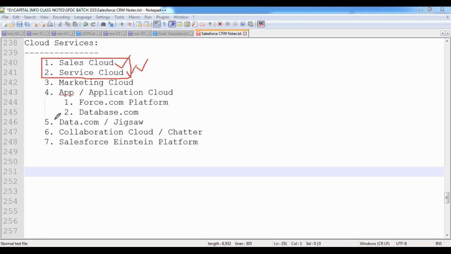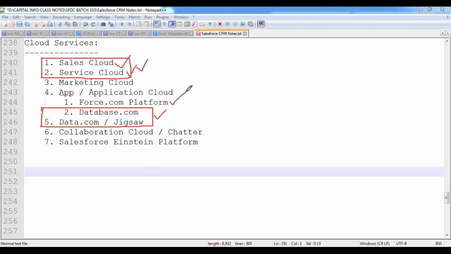Next, you will have one more question. What is the difference between Database.com and Data.com? It's a common question. Third one, the difference between Salesforce.com and Force.com. It's a common question. These are the three common questions in the interview as part of these cloud services.